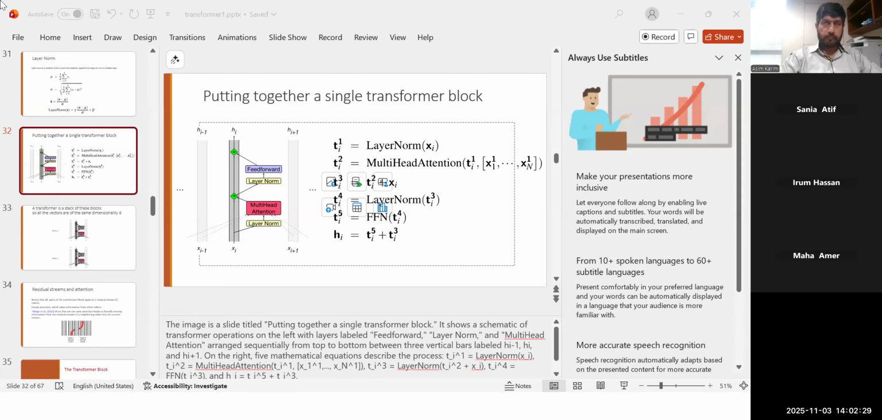All right. So I have shared my screen. Can you see my screen?